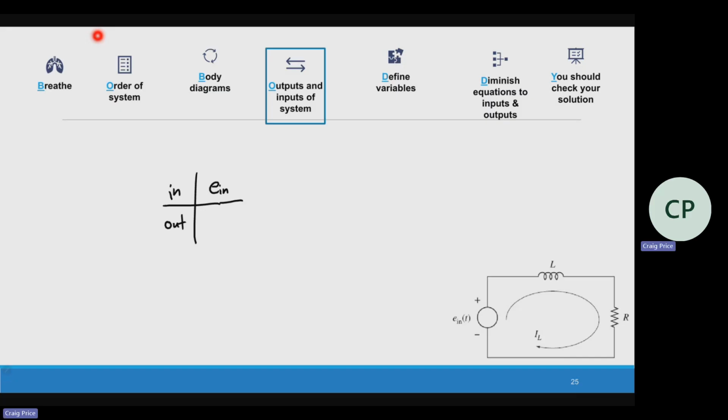Now, the tricky one is going to be output. We've kind of talked about it a little bit. But this is dependent on if it's a capacitor and inductor, because I could either look at current or voltage for those. So for the inductor, what is our output? It is I_L, because the equation is the voltage is equal to L I_L dot. Therefore, this is the output. This is what's changing over time.